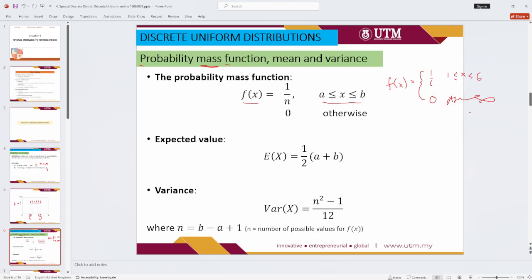For example, you cannot get the value of 8 from one single throw of dice, because the number 8 is not there. So the probability of you getting number 8 is equal to 0.